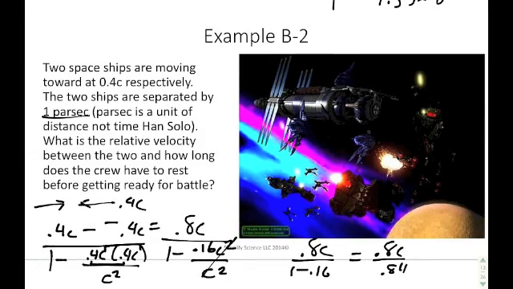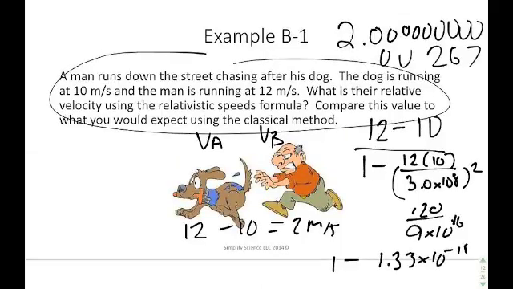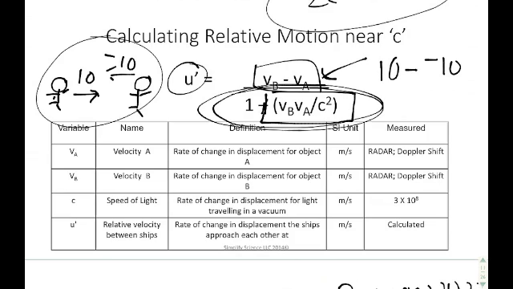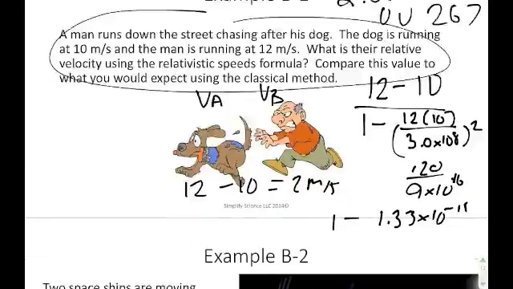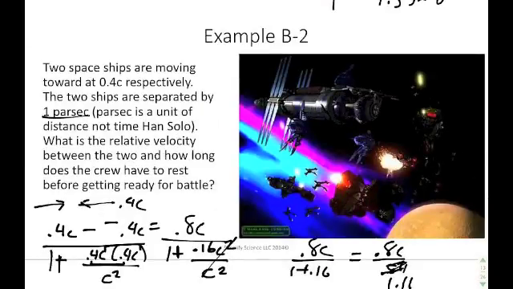Oh, and we should have caught this before. The formula is actually 1 plus, so this would have been actually 1.16. So let's go back to our original equation and fix that it is 1 plus VB VA over c squared. That makes a big difference. So if you look at it in terms of this, you have 0.8 c divided by 1.16, and when you do that, you're going to get a smaller value. 0.8 divided by 1.16 gives you a value of 0.69 c.